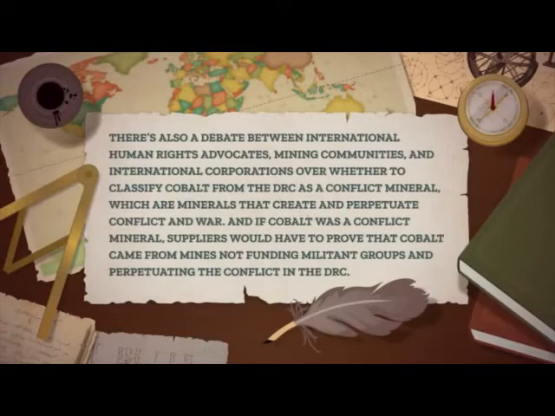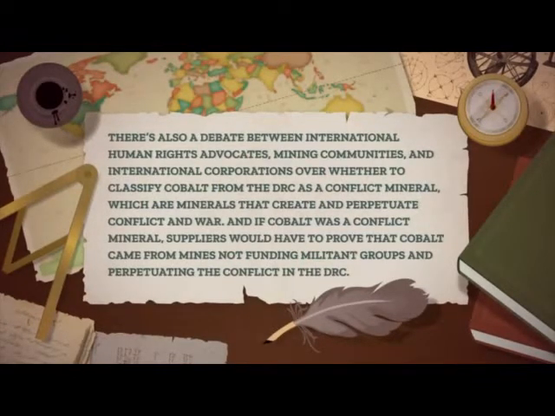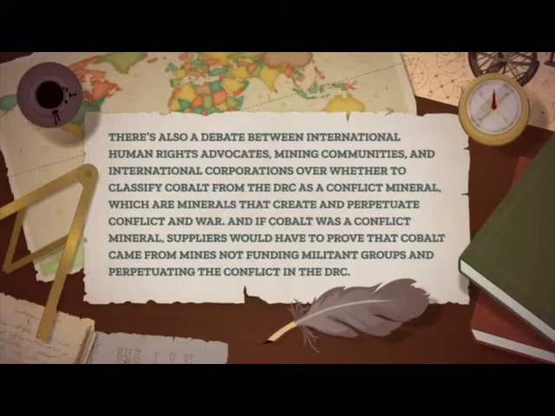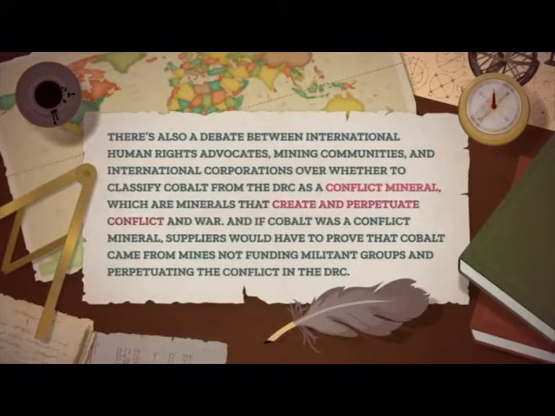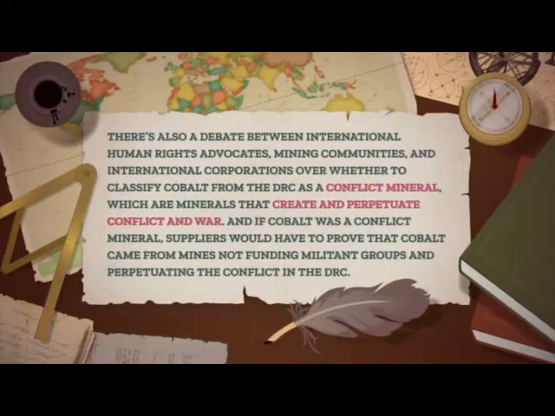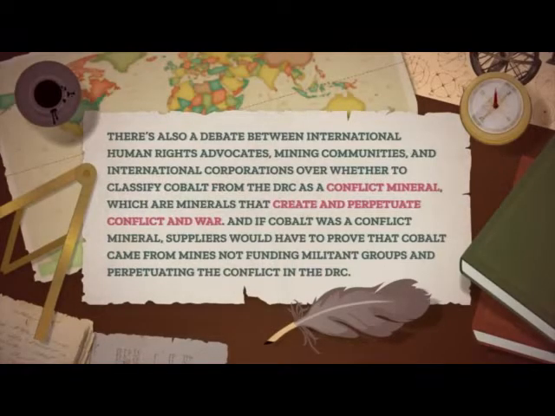There's also a debate between international human rights advocates, mining communities, and international corporations over whether to classify cobalt from the DRC as a conflict mineral, which are minerals that create and perpetuate conflict and war. And if cobalt was a conflict mineral, suppliers would have to prove that cobalt came from mines not funding militant groups and perpetuating the conflict in the DRC.